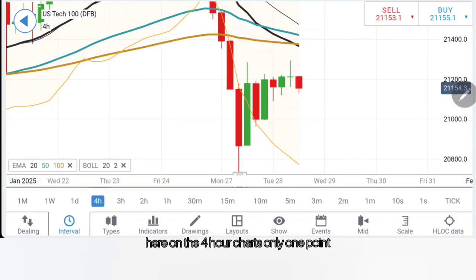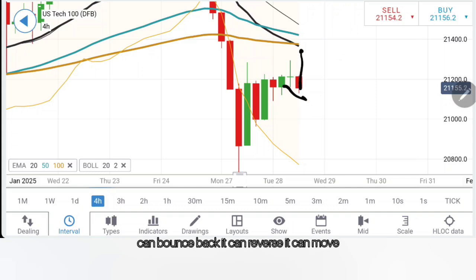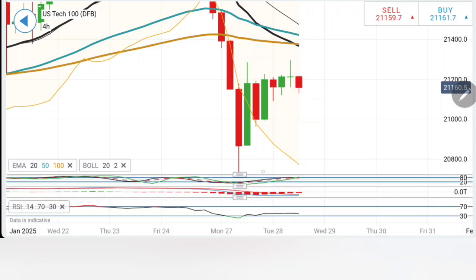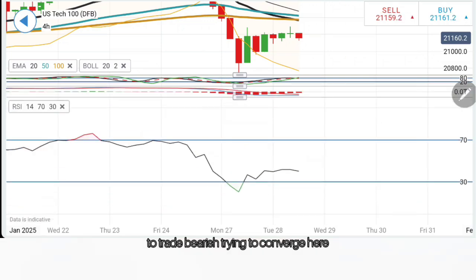On the 4-hour charts also, a similar observation here. Only one point I would like to make here is, only and only if it trades below 21,100, you can say this is the reversal. Else, what is happening right now? Lower highs, it can bounce back, it can reverse, it can move towards higher highs, which means it can move towards the 21,300, 21,400 zone again. Stochastic is near the top here. MACD trying to trade bearish, trying to converge here.